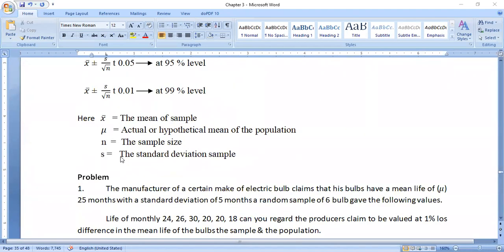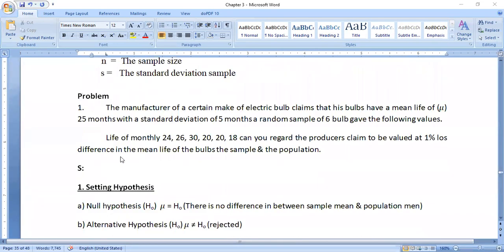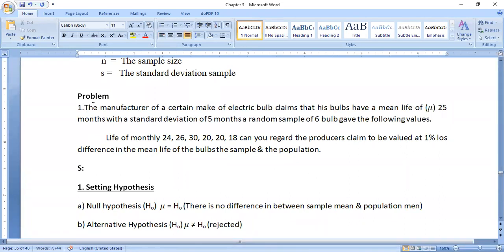Okay, so here you see this question. You observe the question. The manufacturer of a certain make of electric bulbs claims that his bulbs have a mean life, mean life is nothing but mu. Simply I have written here mu. That is 25 months with a standard deviation of 5 months. A random sample of 6 bulbs gave the following values. Life in months: 24, 26, 30, 20, 20, 18.